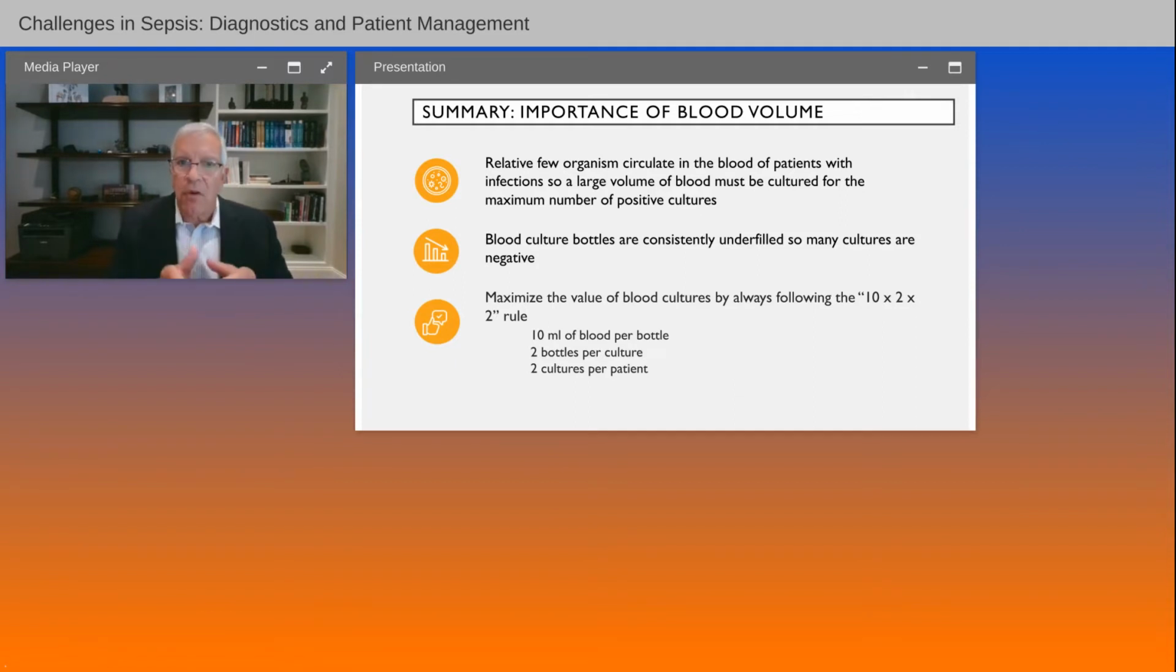So if we focus on how to improve what we do, the first thing is to focus on how do we get the right amount of blood collected, even for that first blood culture. And then finally, we should focus on maximizing the value of blood cultures by following our rule of 10 by 2 by 2. That is 10 mLs of blood per bottle, 2 bottles per culture, and 2 cultures per patient. If we follow these guidelines, our success in getting positive blood cultures will be significantly improved for these septic patients.